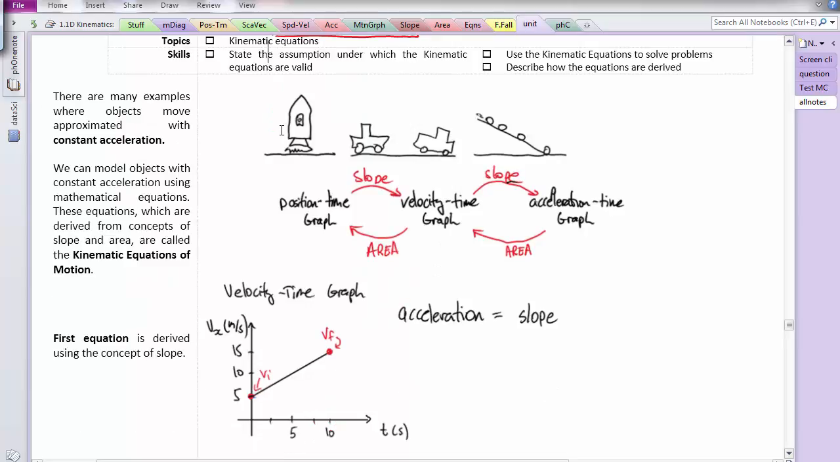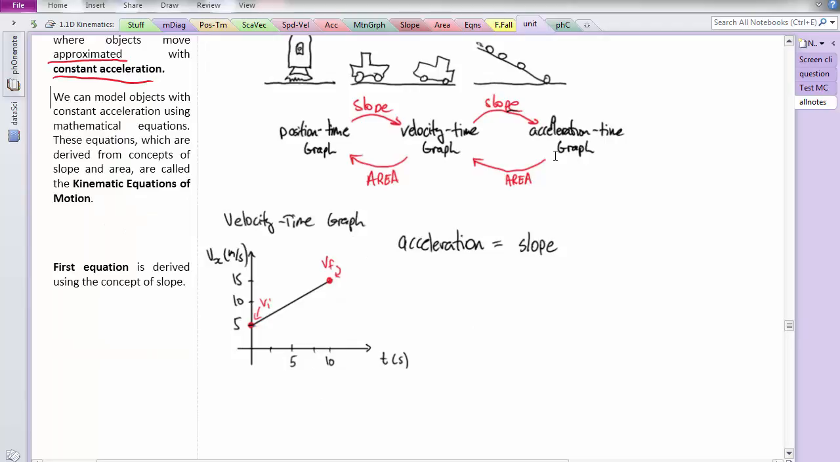There are a lot of examples in the real world where we can approximate things moving at a constant acceleration, like a rocket taking off, or a car skidding to a stop, or a ball rolling down a hill. All of these, the approximation of constant acceleration is valid, and so we can use what we've learned about velocity time graphs to write some equations to mathematically describe this type of motion.